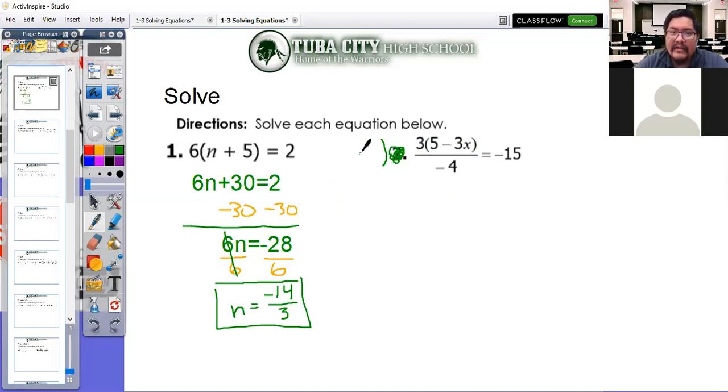How do we get rid of a fraction? Okay, so a fraction's weakness is the bottom number. Without the bottom number, it's not a fraction anymore. So again, remember, x is being divided by -4. So we do the opposite of divide by -4, which is multiply by -4.